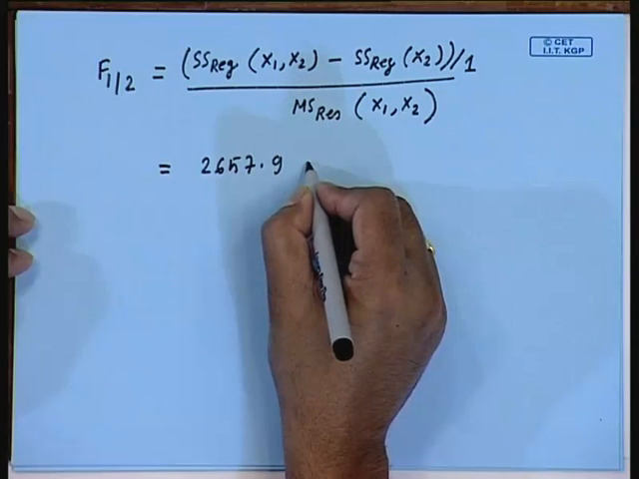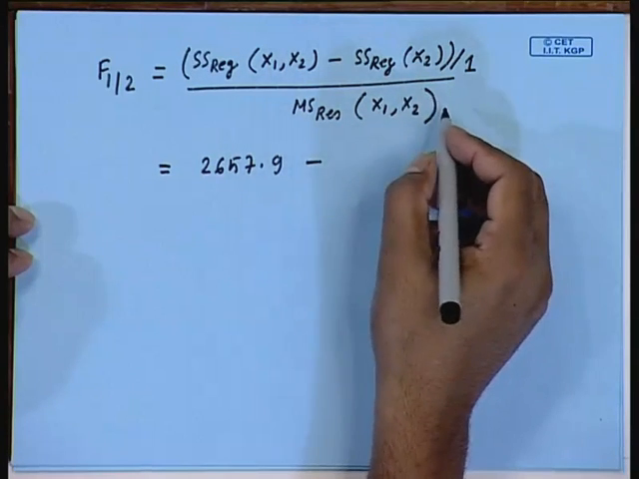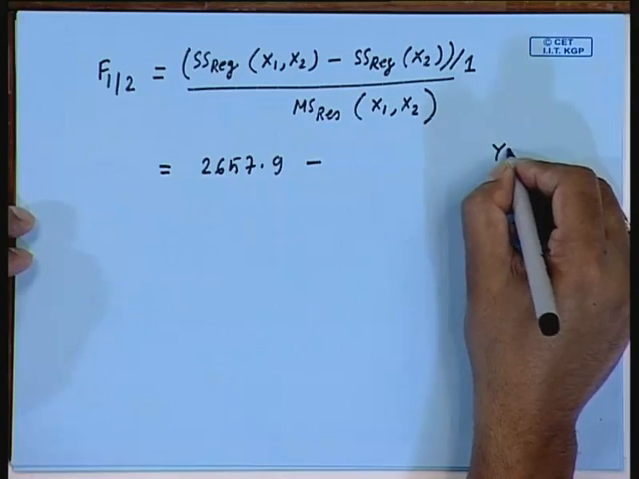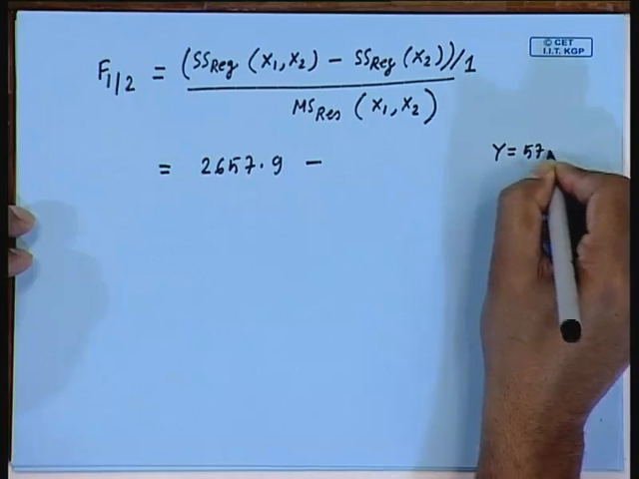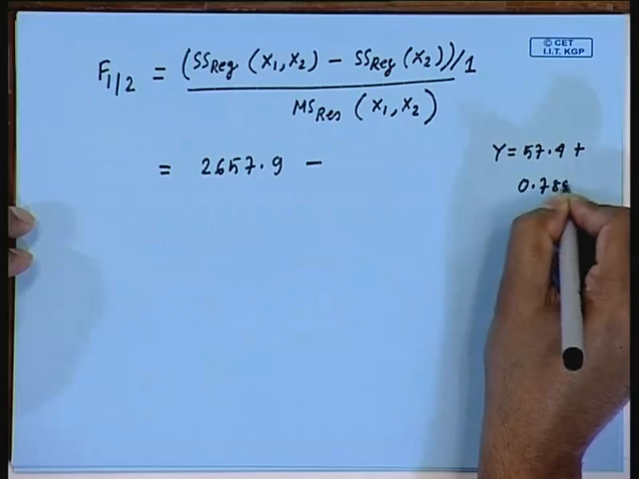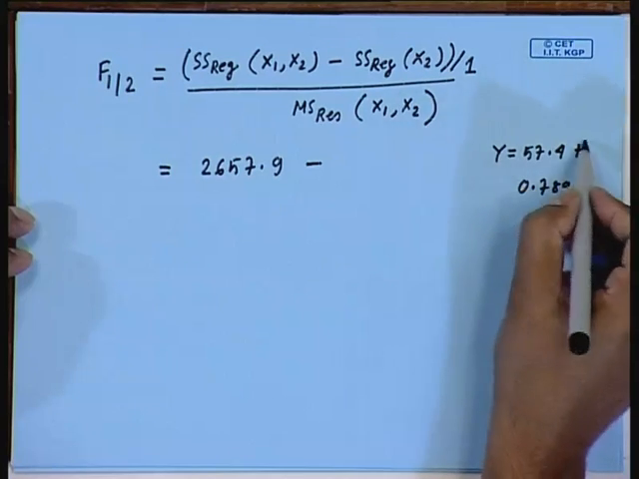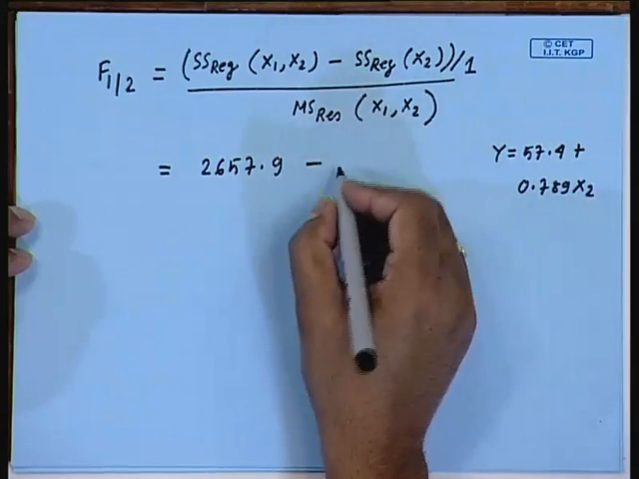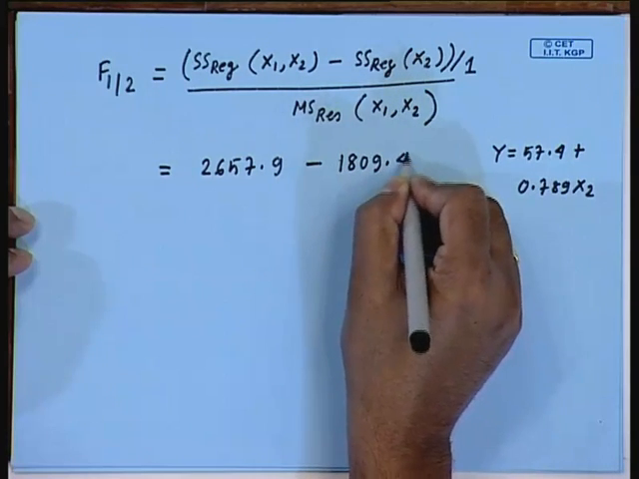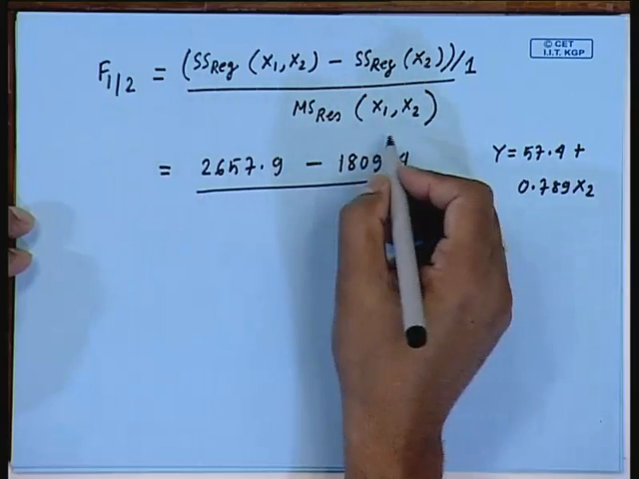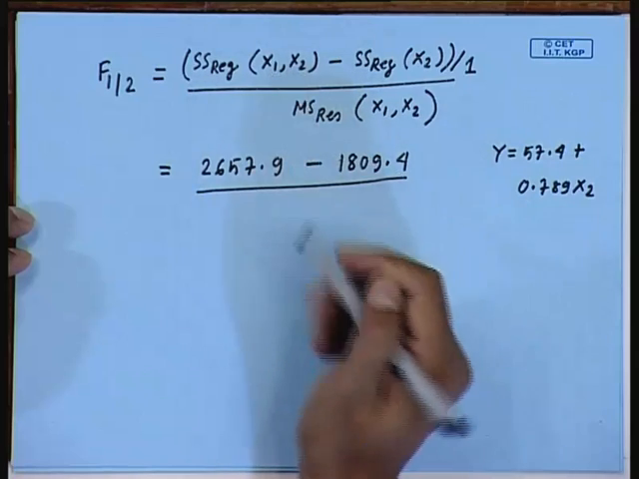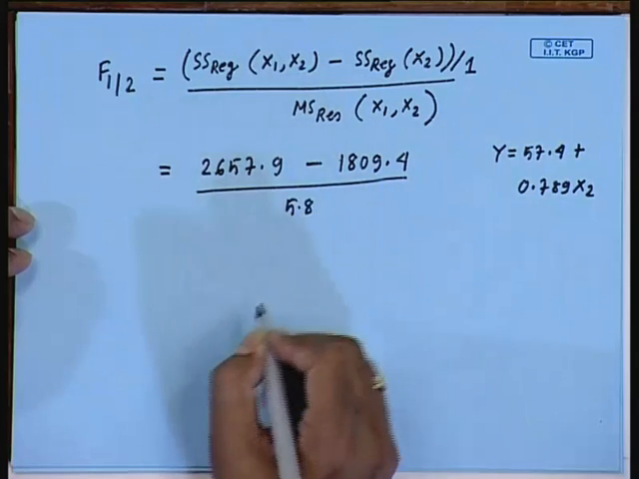2657.9 minus, you fit a model between y and x2, the fitted model is going to be y equal to 57.4 plus 0.789 x2. Okay. So, I am giving you the fitted model. Now, you can check that the SS regression value is equal to 1809.4 and the MS residual for the model involving x1 and x2 is 5.8, that you can check.